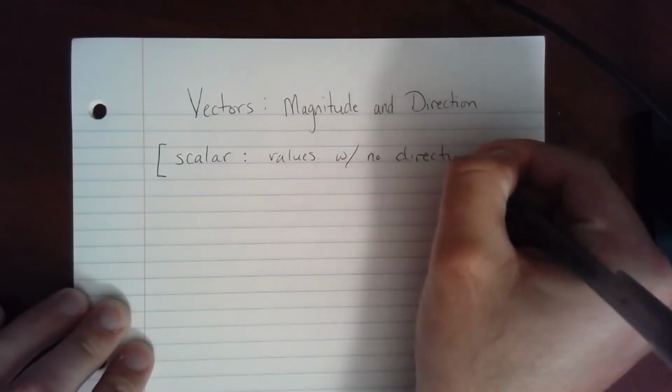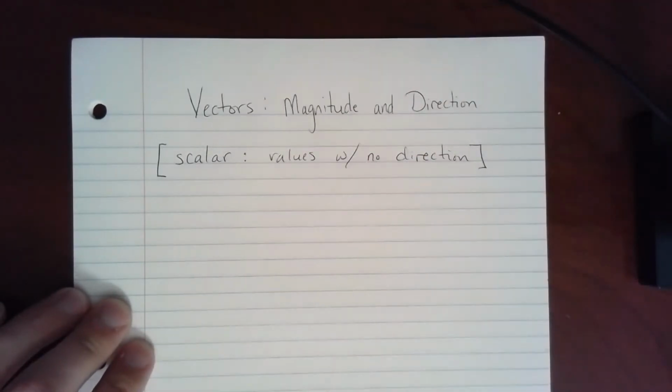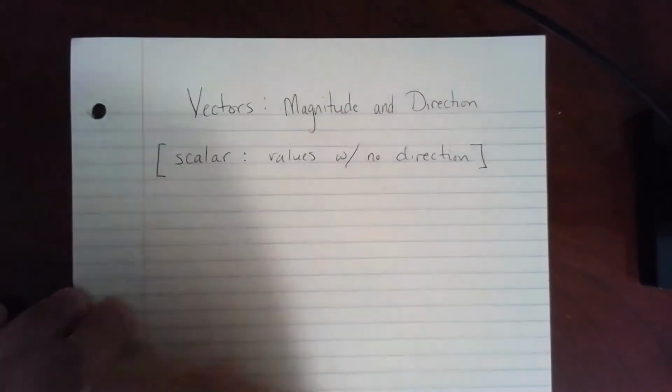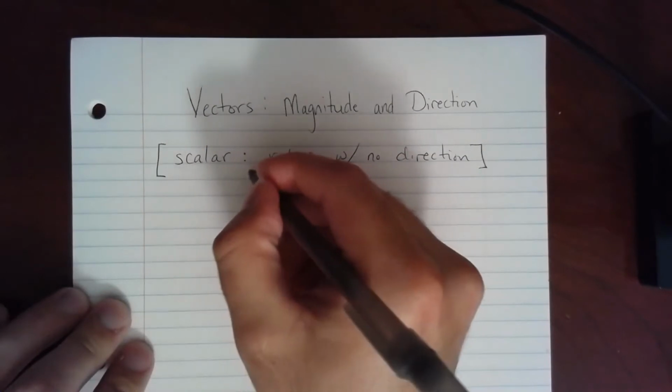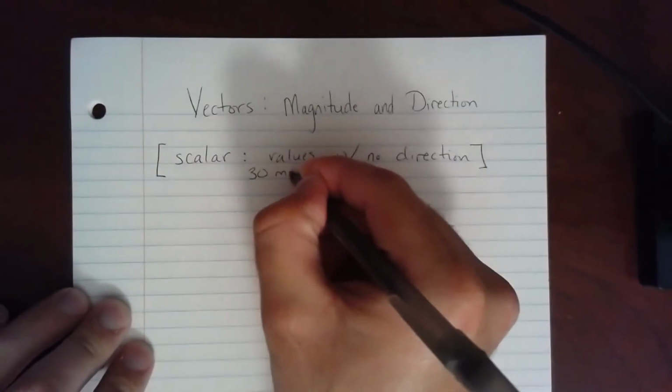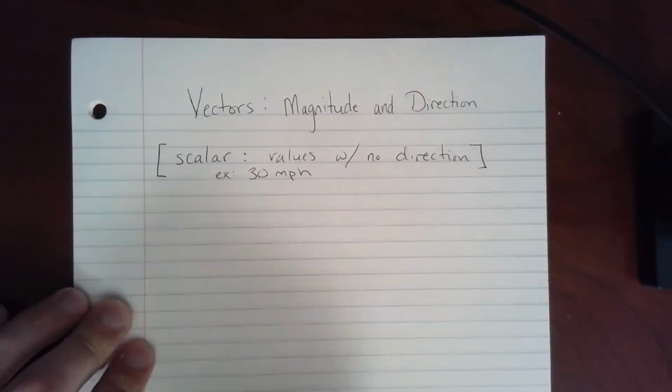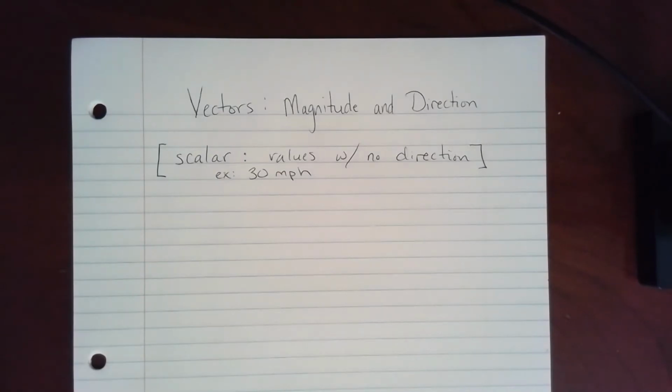So this would be something like if I told you that a car was traveling at 30 miles per hour. So some car is just traveling at 30 miles per hour. So we'll just call that an example. This would be a scalar value because I don't know where the car is going. If I tell you that the car is moving at 30 miles per hour north, then I've given you a very specific kind of scenario.